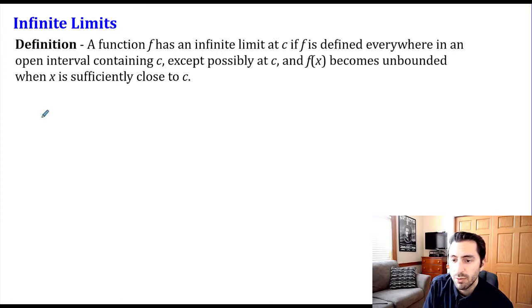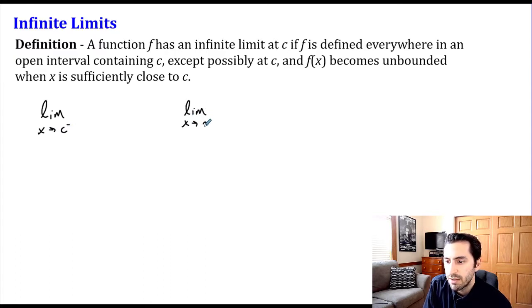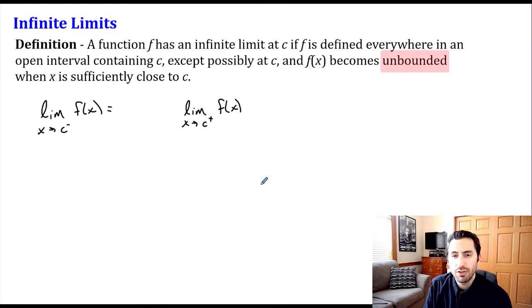So what this is saying is we have a limit, and as we approach some value of c, maybe we're approaching from the left, or maybe we're approaching from the right. This definition will apply to both cases. So we're looking at the limit of some function f, and as we get closer and closer to this value of c, f of x, so my function values, are becoming unbounded. What that means is they're getting really, really big, or they're getting really, really small. Very, very positive or very, very negative.